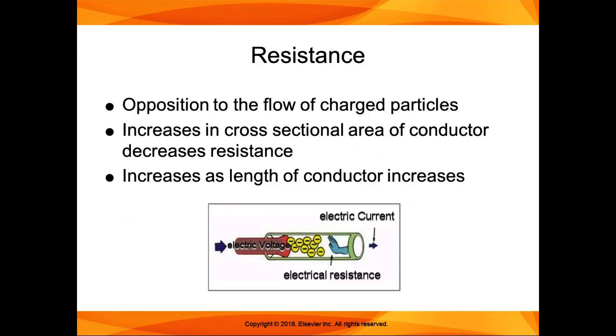So resistance is the opposition to the flow of charged particles. A larger cross-section of conductor has less resistance. A smaller cross-section has more resistance. Resistance increases as the length of the conductor increases.